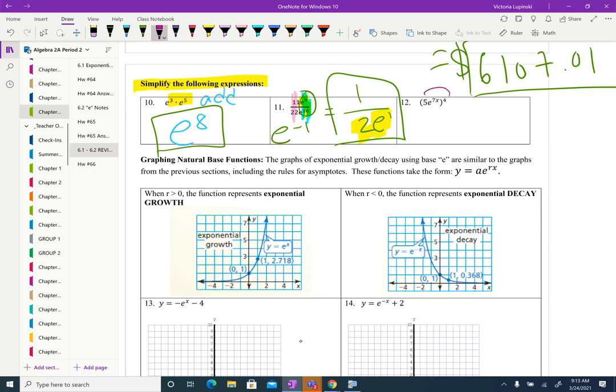In number 12, give that 4 to both. So 5 to the 4th, and then e to the 28x if you multiply. 5 to the 4th is 625, e to the 28x. That's it, nothing else to do.